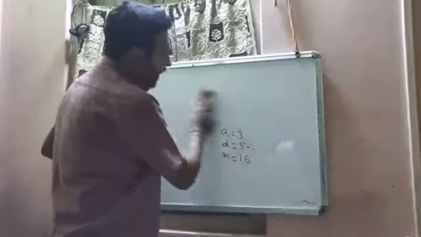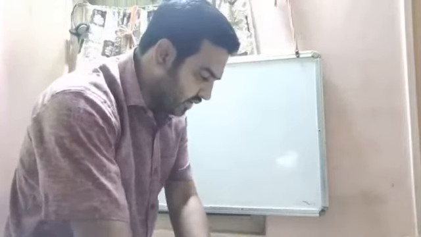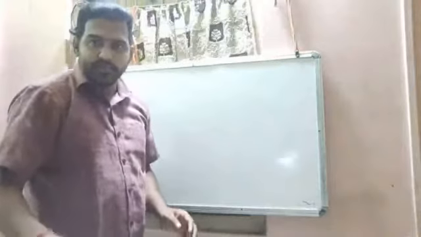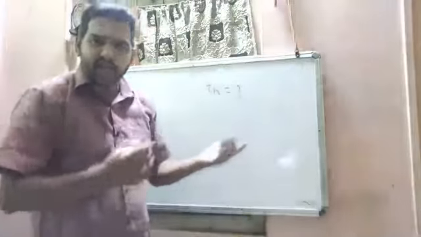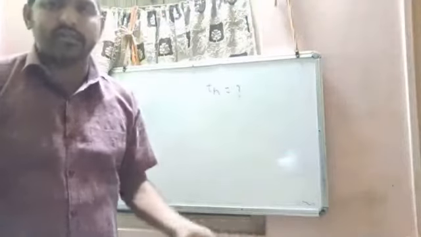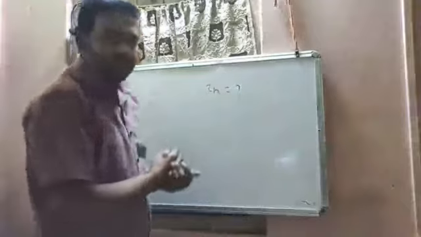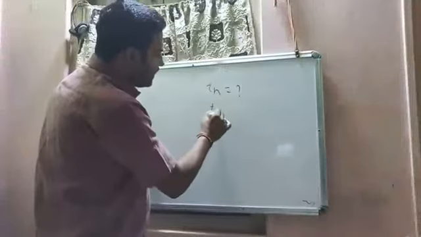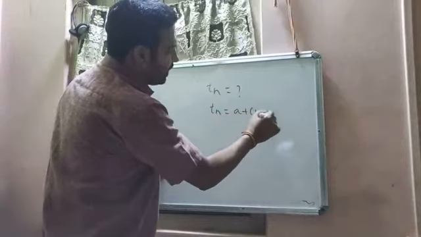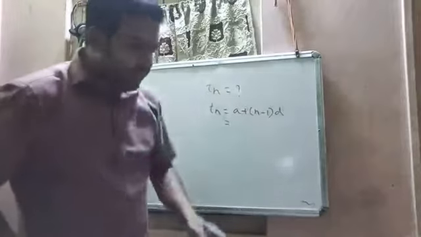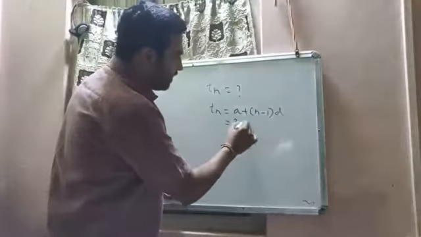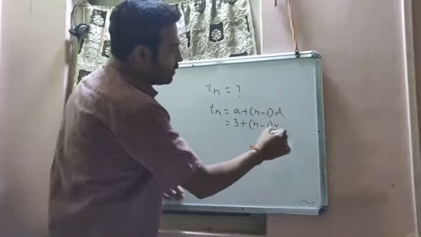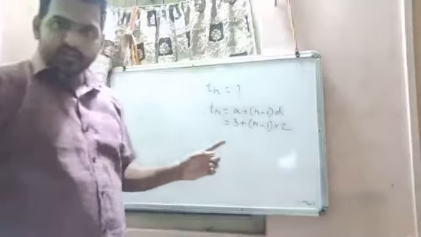Now, in this particular AP given, we also have to find the nth term. We have also to get the nth term, which is equal to what? N may be any number. So how can we find the nth term? As we know, Tn is equal to A plus (N minus 1) into D. What was the value of A? The first term in that series was 3, isn't it? And N minus 1 into D, where D was 2. Just check.